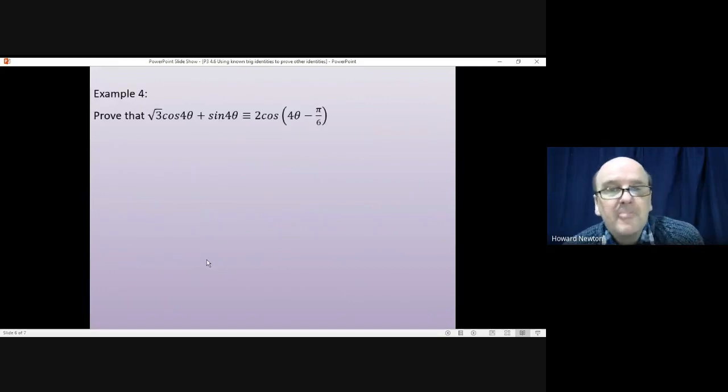Question 4. Prove that root 3 cos 4 theta plus sine 4 theta is identical to 2 cos of 4 theta minus pi by 6. Now you're not told which trig identity you need to use. Have a look at the right-hand side, the cos of 4 theta minus pi by 6. That's where the clue is as to which identity you should be using. But I'll let you have a go. Pause the video, try and do this, and then come back to me when you're ready.